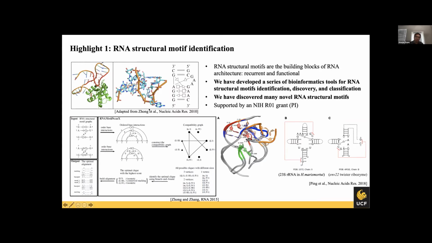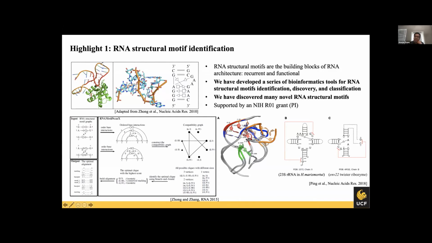Here is an example of a structure motif, which is the kink-turn motif. You can see there are a lot of non-canonical interactions in the loop regions. We have been developing many algorithms and tools to analyze such structure motifs. Here's an example of one of the tools called RMotifScan, which can convert the motif identification problem into a clique finding problem.